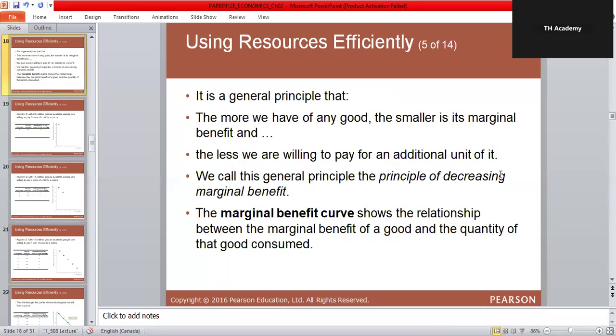Now let's talk about decreasing marginal benefit. Here is an important principle. The more you have of something, the less you value an extra unit. So this is called the principle of decreasing marginal benefit. Example, first pizza is 5 cans of cola and second pizza equals 4 cans of cola. Similarly, fifth pizza equals 1 can of cola. So the marginal benefit decreases as the quantity increases, and we can show this with a marginal benefit curve.